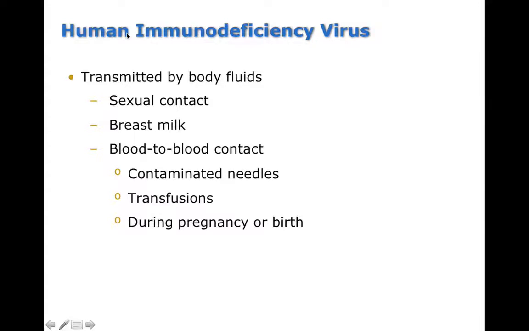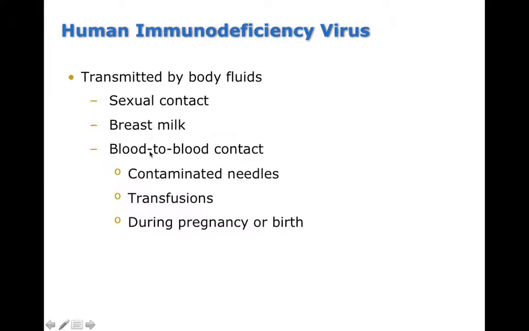So with human immunodeficiency virus, or HIV, it can be transmitted through a variety of ways. It really has got to come from direct contact, whether that's sexual contact, breast milk, or blood-to-blood contact. Otherwise, it's not airborne. It's not really transmitted through saliva, and it wouldn't be transmitted through skin contact either, unless you both had open wounds. So that would be more of a blood-to-blood contact.